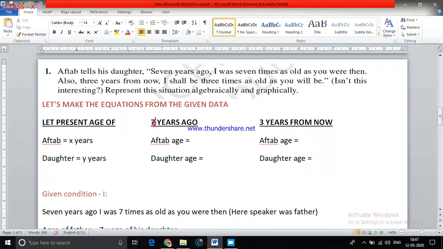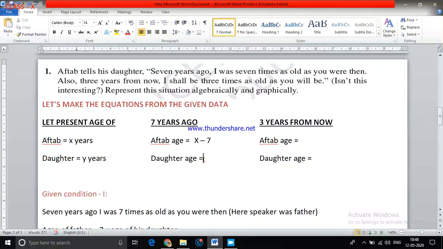Now 7 years ago, because they talked about 7 years ago in the question, what could be the age of the father? Now the present age is x years. What could be the age of the father 7 years ago, means 7 years before? Any guess? For example, my age is 30. So 7 years ago I was 23 years old. So obviously 7 years ago his age has to be 7 years less than the present age. So it will be x minus 7. Do you agree?